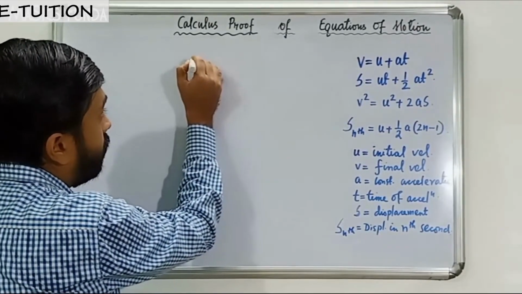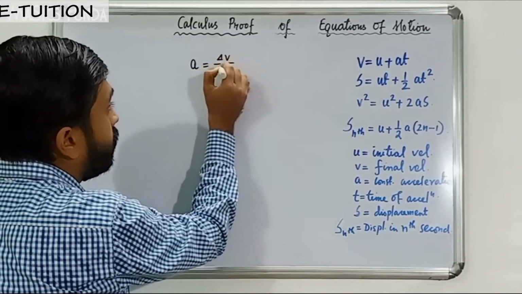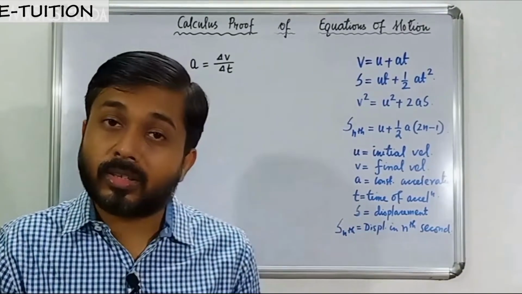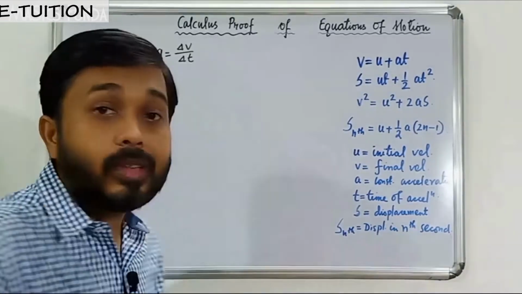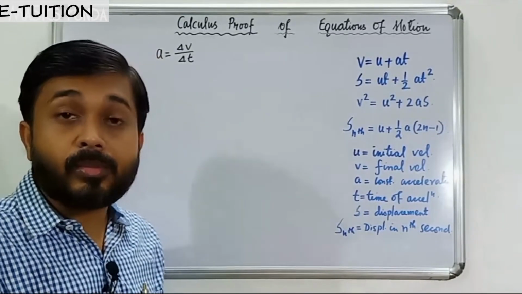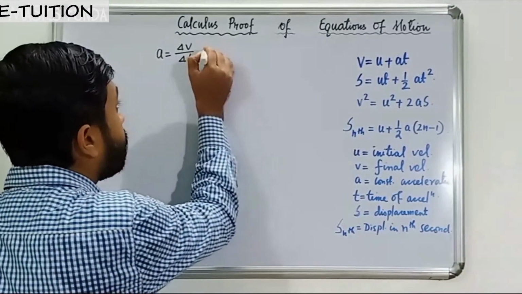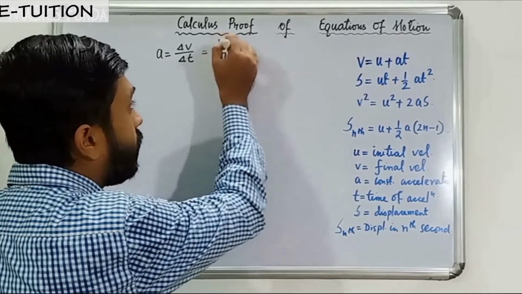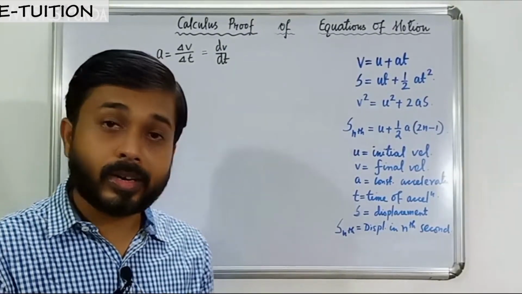Acceleration is defined as the change in velocity by the change in time. Alright, so that is what acceleration is. The rate of change of velocity with time is called acceleration. That is written in the language of differentiation as dv by dt, where dv and dt are the infinitesimally small values of velocity and time, right?